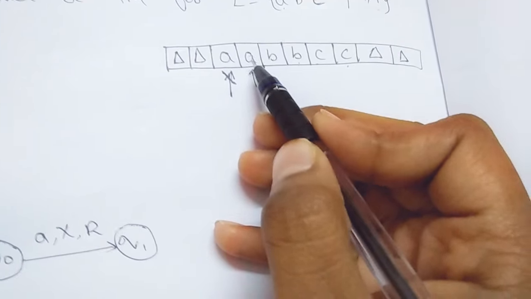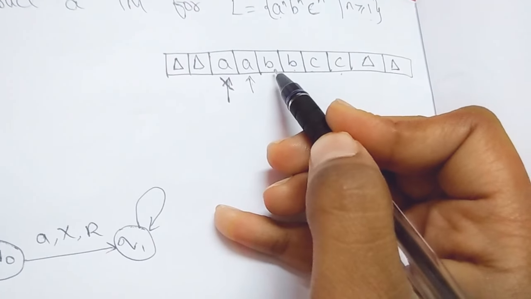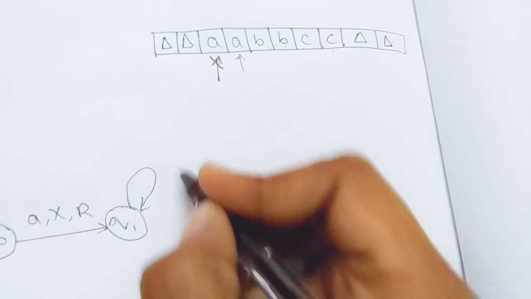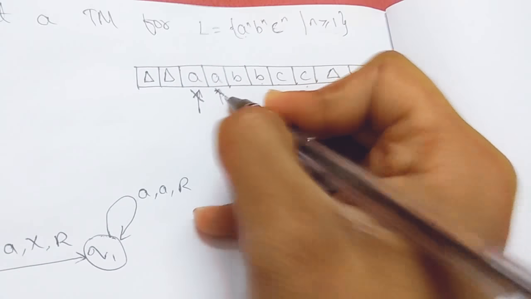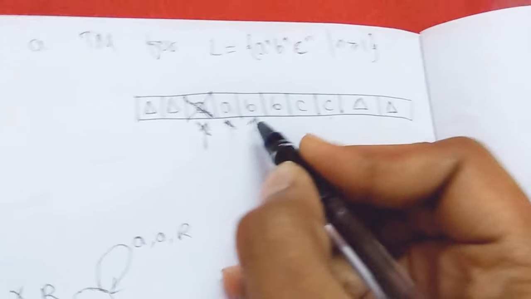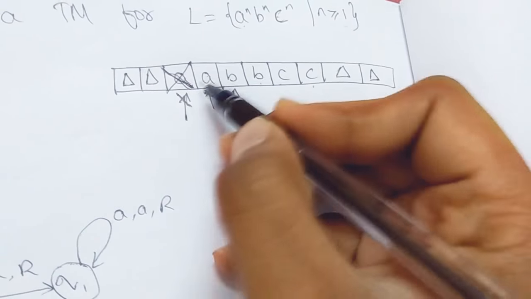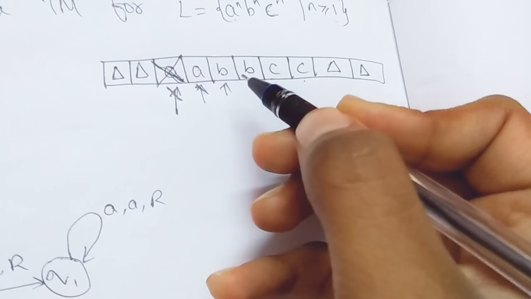Now whenever it sees A, I want A to be replaced with A itself, because I don't need to process this A. I have to process the corresponding B for this A first, and I'll process the next A after C. So whenever there is A, replace it with A and move right. Oh, this A is replaced with X, right? I forgot to write it. And now it's on B. Whenever there is B after A, I have to replace it with Y, so that I know it has been processed.